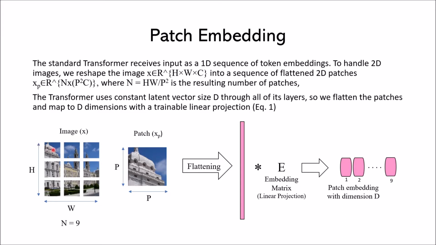And then for every patch in here, for example the first patch, we flatten it, and then we multiply it with an embedding matrix, and this process is called linear projection. This will give us a patch embedding with a d dimension, which is the latent vector size of the transformer. So if we have 9 patches, then we will have 9 patch embeddings. So the patch embedding is now similar to a word sequence. For example, in here we have a 9-word sequence.